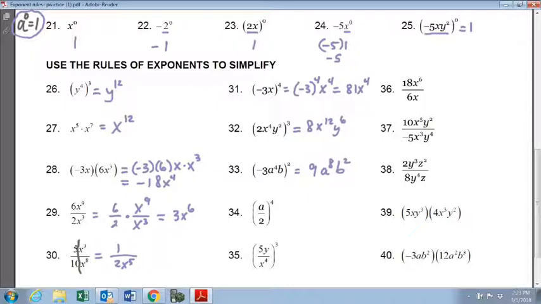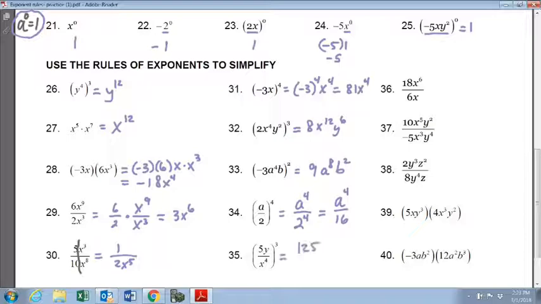On number 34, we're using the other expanded power rule that we use with fractions. So we're going to take the numerator to the 4th power, or we get a to the 4th. And in the denominator, we're going to have 2 to the 4th. And you're going to have to multiply 4 2's. You end up getting a to the 4th over 16.